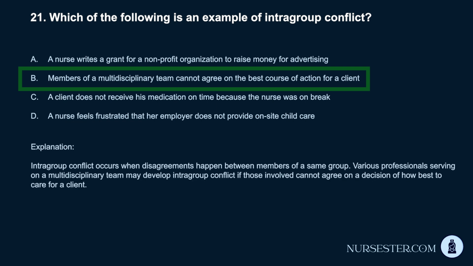Intragroup conflict occurs when disagreements happen between members of a same group. Various professionals serving on a multidisciplinary team may develop intragroup conflict if those involved cannot agree on a decision of how best to care for a client.